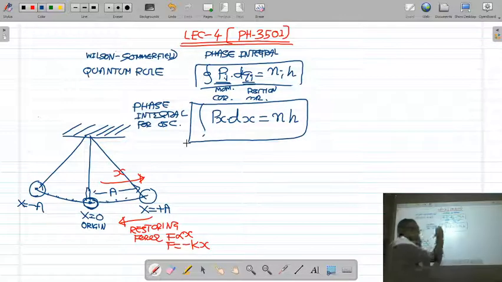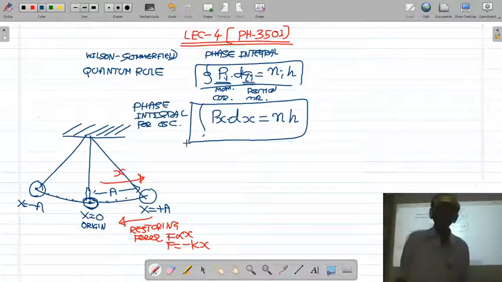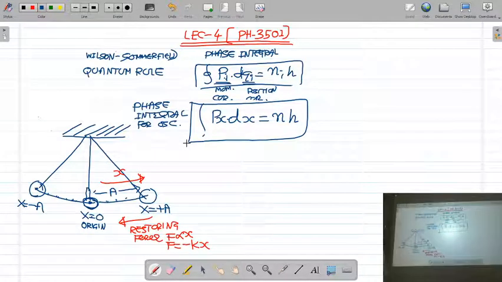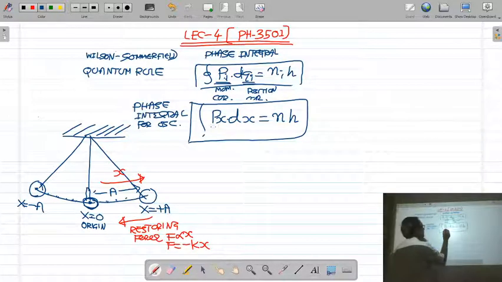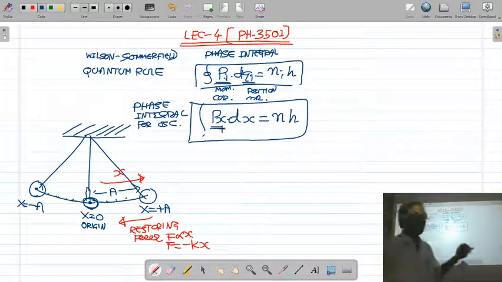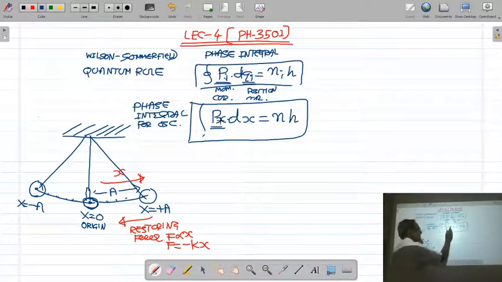If you solve this phase integral, you will get the energy of the oscillator, and you can see that the energy of the oscillator is quantized. The simple harmonic oscillator has quantized energy, different discrete energy levels. Now what is Px here? Px is the momentum coordinate of the oscillator. So we will put the value of momentum Px and then x.